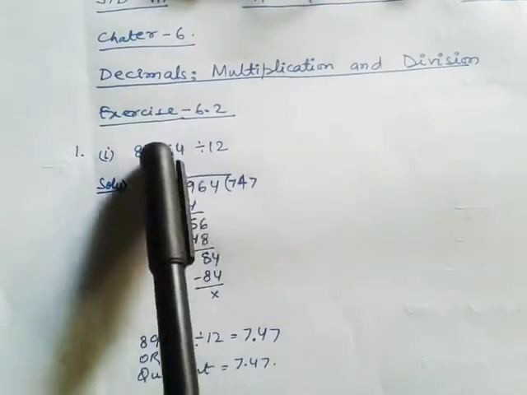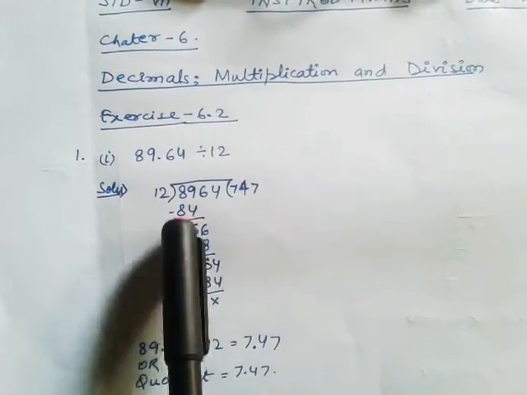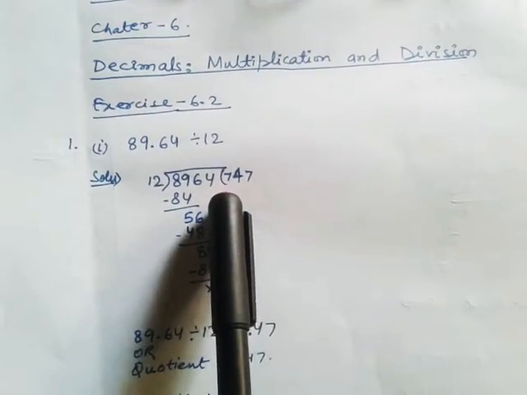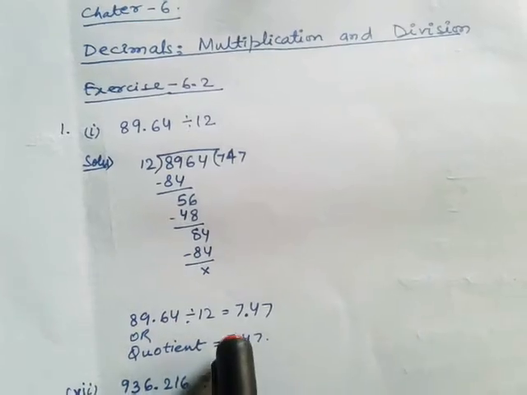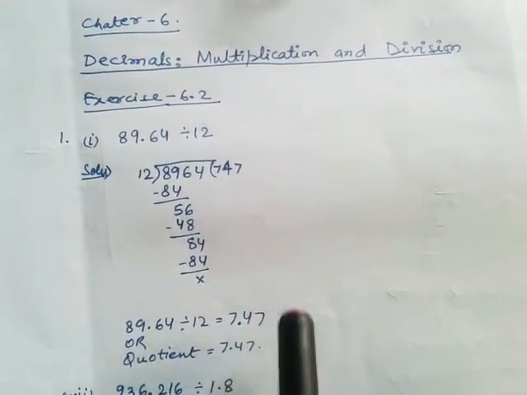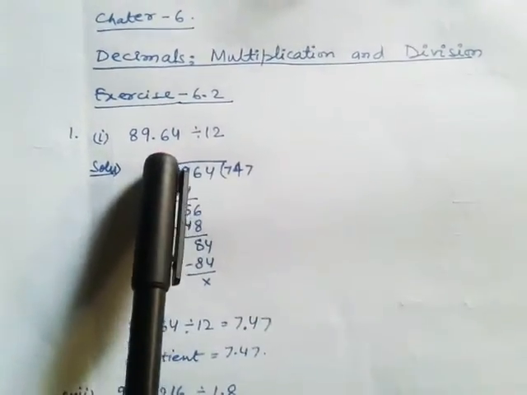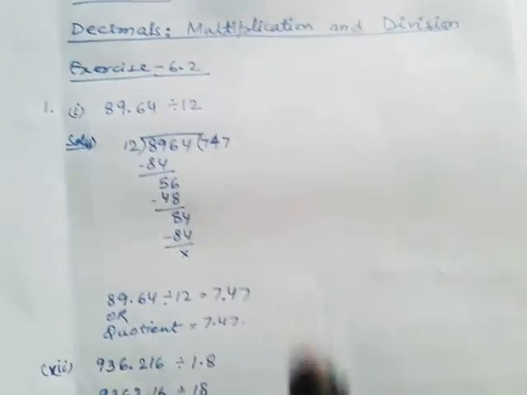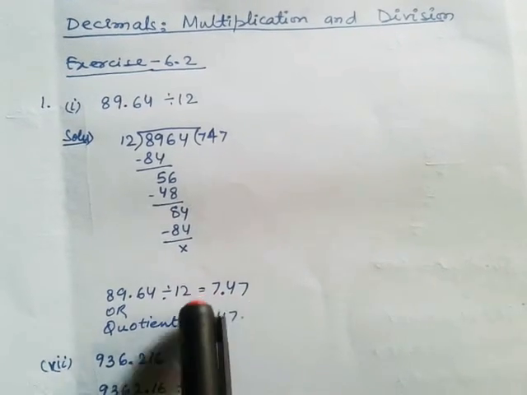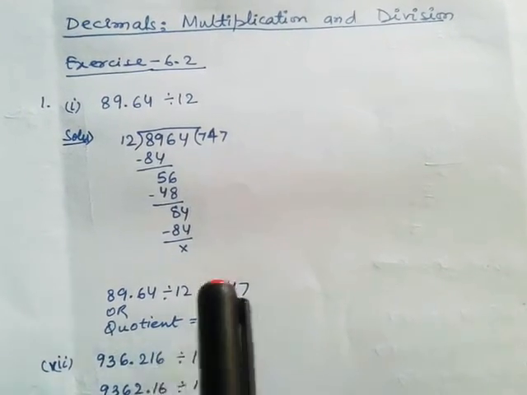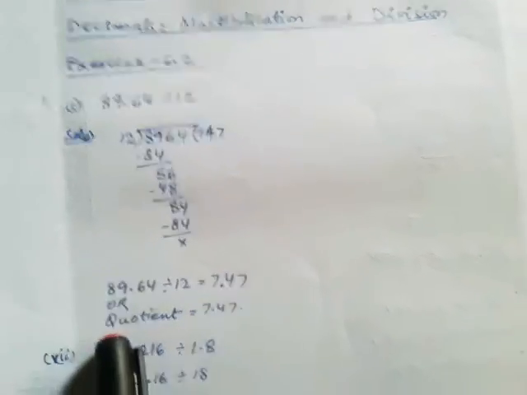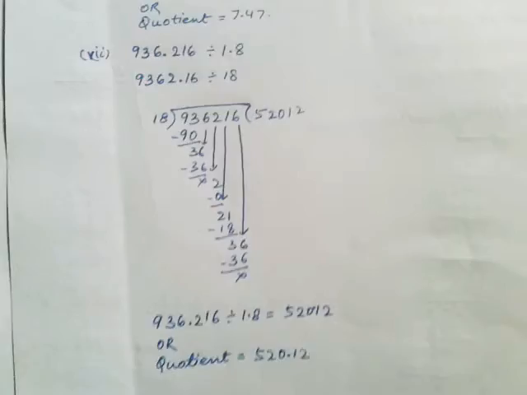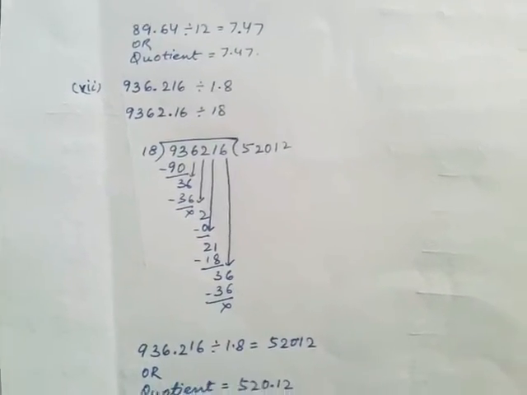So we divide this number by 12 without any decimal, as it is, and we get the answer 747. When we write our answer, then we have to put the decimal. After 2 places it is a decimal, so we count from the right side, and before 2 places we put the decimal here: 7.47. Or we can write quotient equals 7.47.